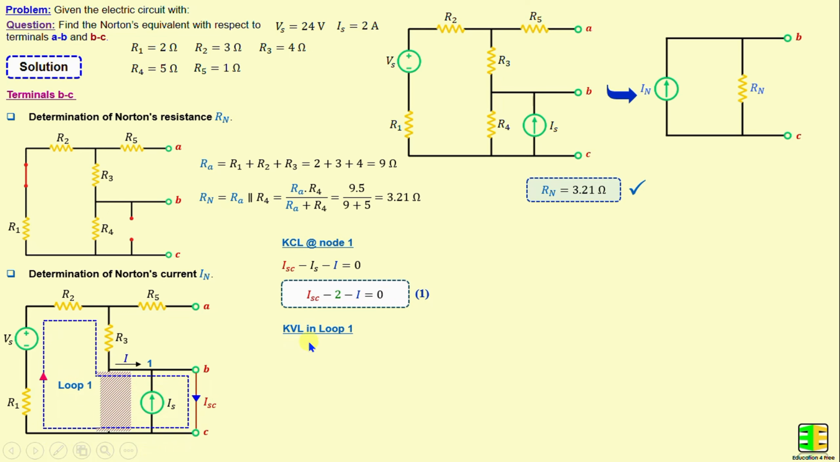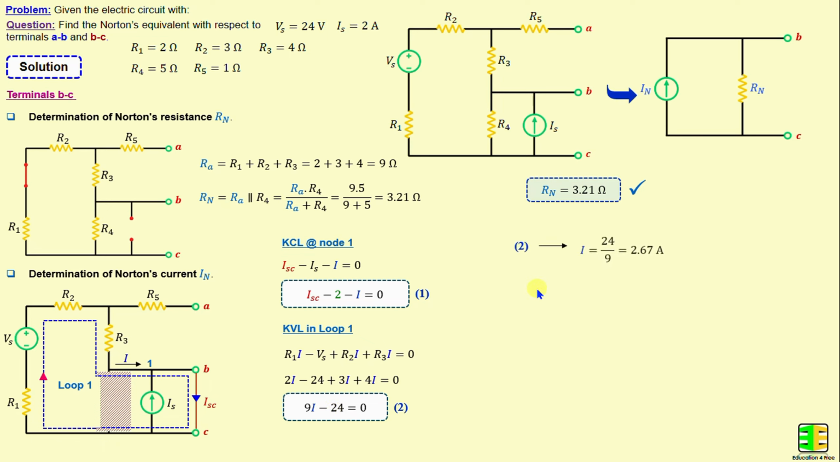Now by applying Kirchhoff's voltage law in loop 1, we can write R1 times I minus Vs plus R2 times I plus R3 times I is equal to 0. And if we replace the voltage and the resistors with their numerical values and we continue simplifying this equation, we obtain 9 times I minus 24 is equal to 0.